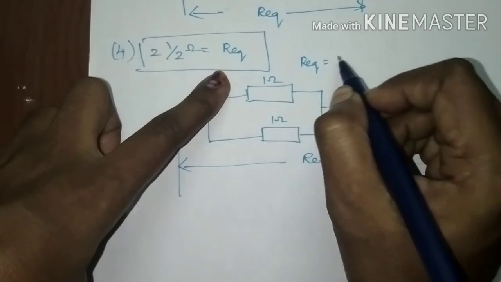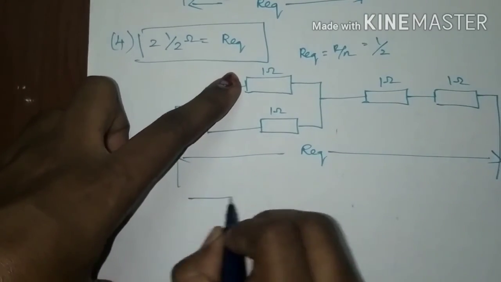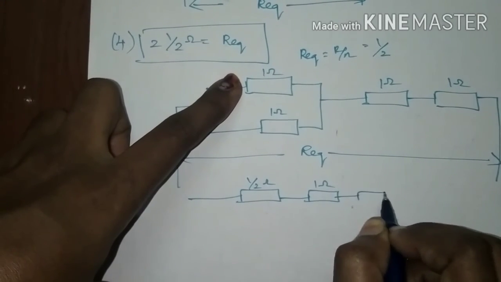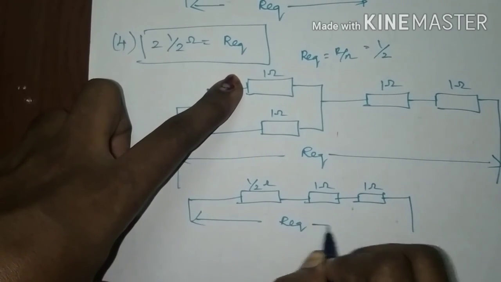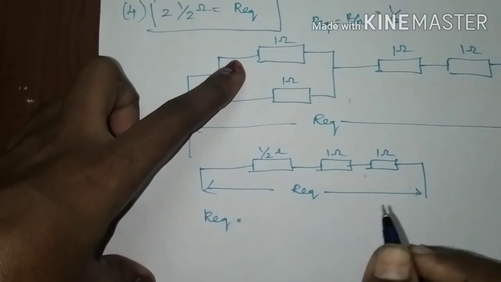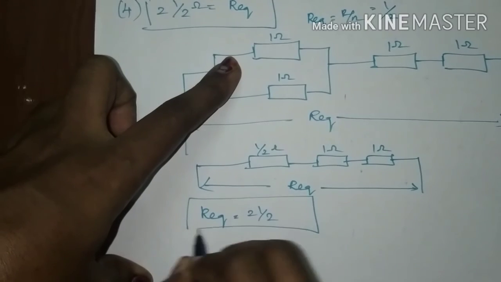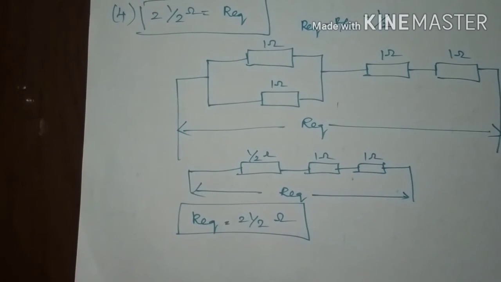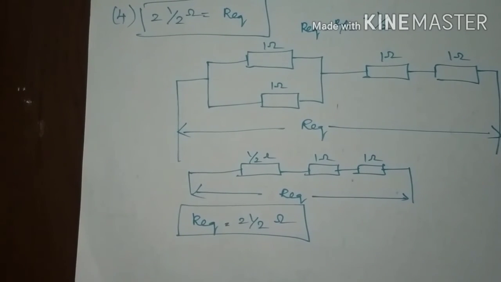A parallel circuit R equivalent is R by N. The value of R is 1. Number of times connected is 2. So we will get 1 by 2. The circuit will look like 1 by 2 ohm, and the remaining 1 ohm are connected in series, and now we have to find the R equivalent value. R equivalent is equal to 1 plus 1 is 2, 2 plus half, 2 and half. R equivalent. These are the connections to find the value of R equivalent as 1 by 4, 1 by 3 and 2 1 by 2 ohms.